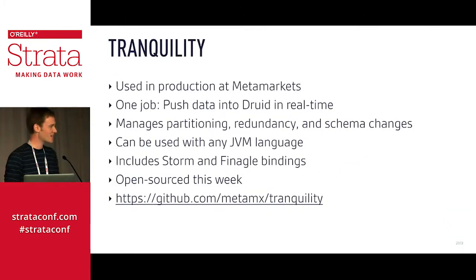Tranquility is used in production at Metamarkets. It has one job: push data into Druid in real time. It manages partitioning, redundancy, and schema changes seamlessly for you. You set up the configuration and then send data through a very simple API that can be used with any JVM language. We've bundled Storm and Finagle bindings with it because that's what we use internally, but you can use it with whatever you want. It's open source this week, and this is the GitHub URL.